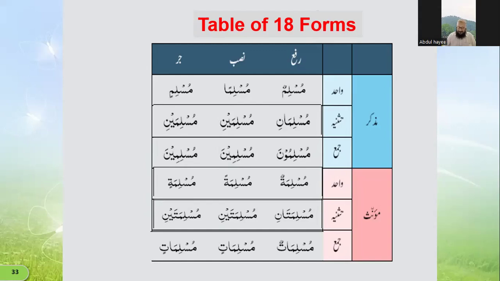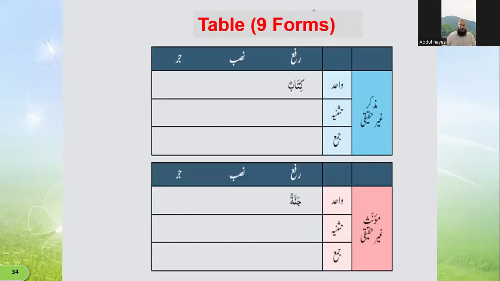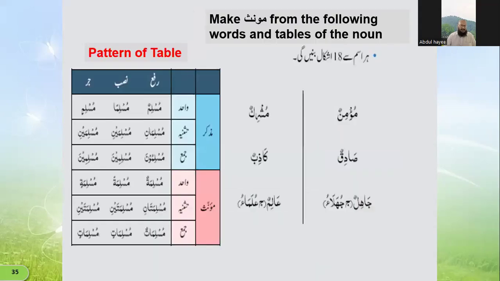If it is aqil, meaning rational, we can make 18. The ghair aqil, we can make only 9 forms, just like from kitabun: kitabun, kitaban, kitabin, kitabani, kitabayni, kutubun, kutuban, kutubin. Then we have jannah, feminine. Jannatun, jannatan, jannatin, jannatani, jannatayni, jannatun, jannatin. So this is the table I have shown you, and here are a few nouns.